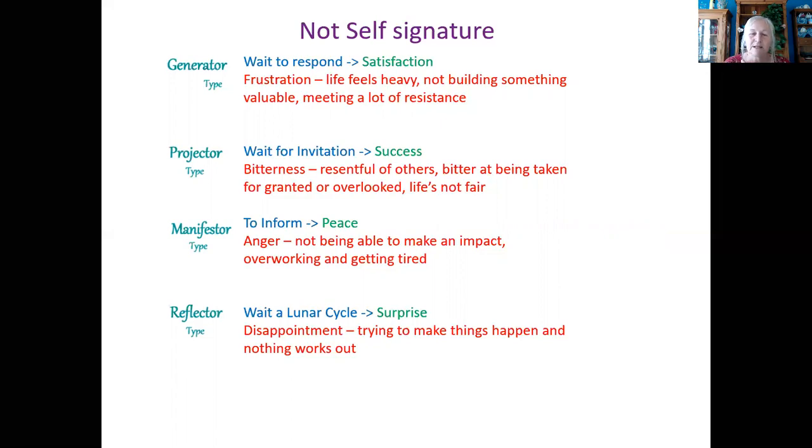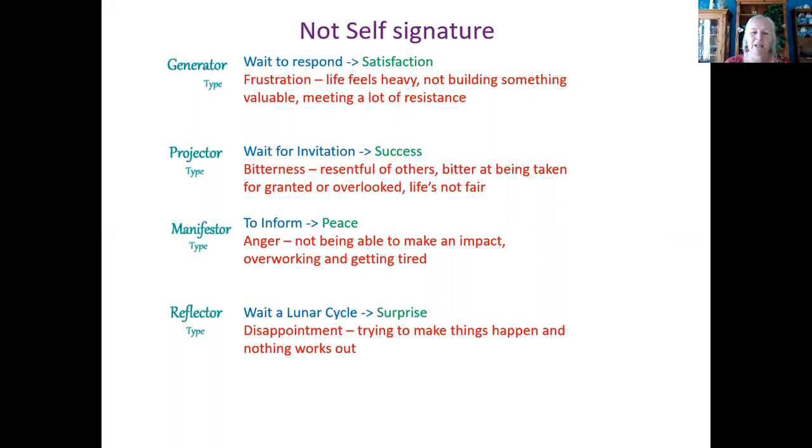For projectors, when you're waiting for an invitation and you get that recognition and you're invited, you get the feeling of success. When you're not, and you're trying to push things out into the world without waiting, you get the theme of bitterness. And this comes up as resentment of others. Maybe you see somebody else being successful and go, oh, that's not fair. So life's not fair, and you're bitter at being taken for granted or overlooked. Quite often for projectors, it's because they're overworking, or they're trying to get attention and not getting the right kind of attention.